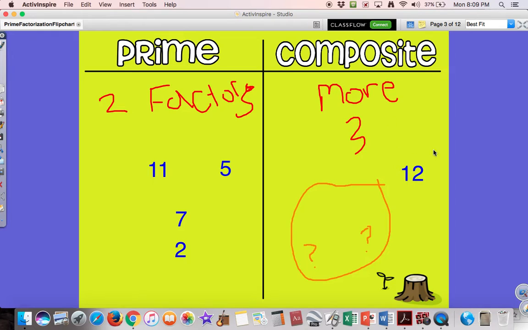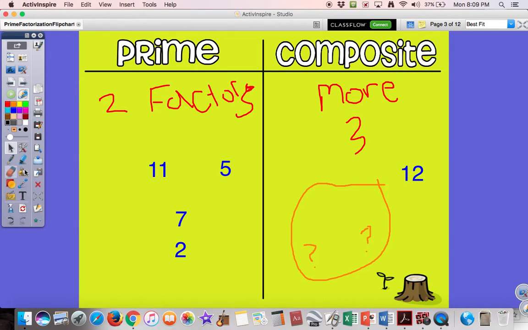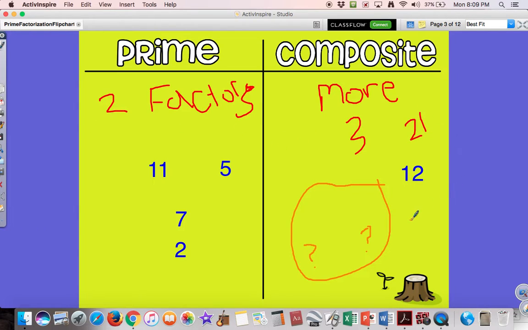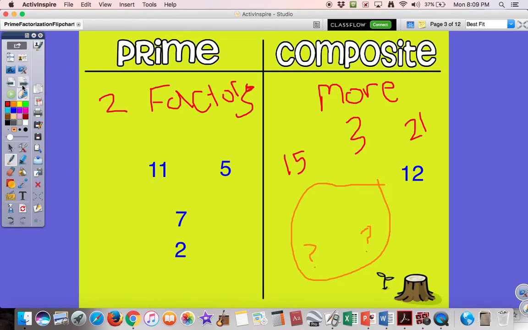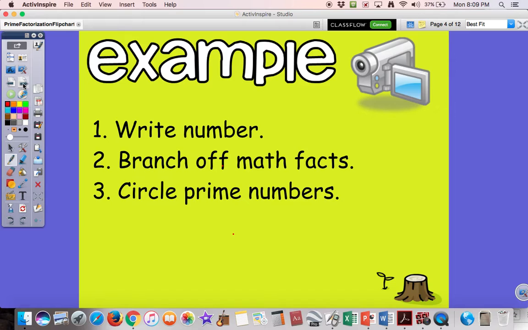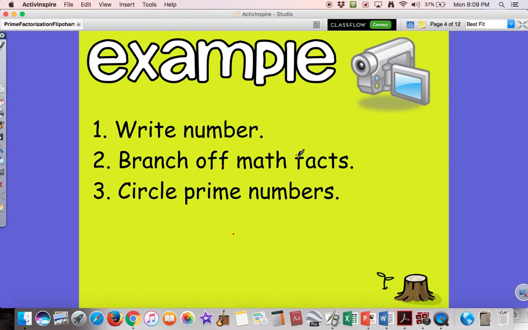Now, that does not mean all odd numbers are prime. Think of 21. 21 is composite. Okay, think of 15. 15 is composite. So you can't just go by even and odd. Otherwise, that would just be even and odd. Okay, so let's move on. All right, so what are the steps? Well, we're going to write down the number. We're going to branch off the math facts, and then we're going to circle the prime numbers.